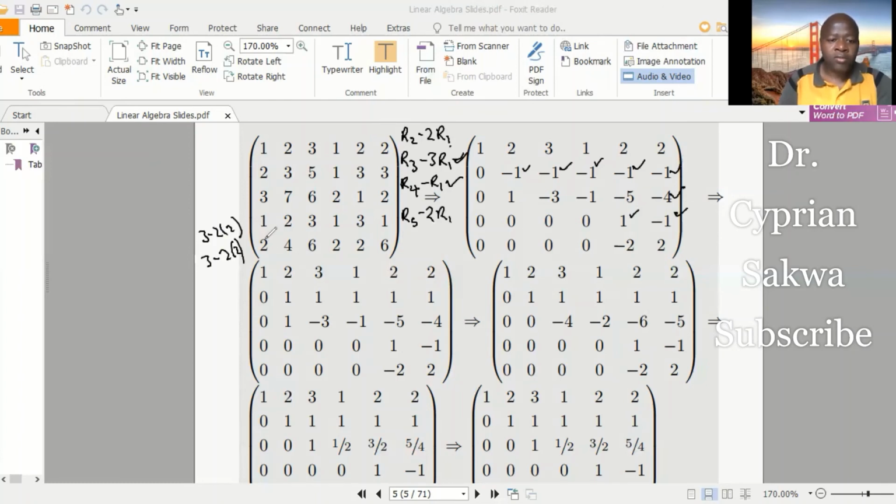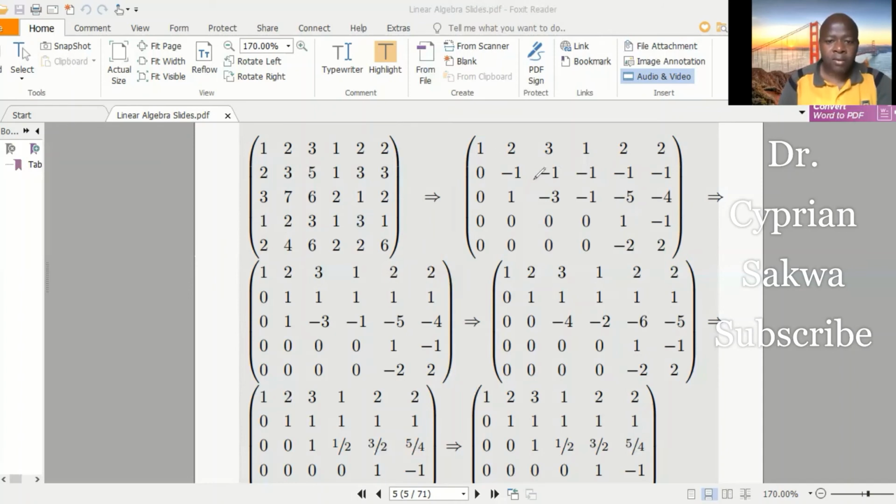Then I go to row 5. Row 5 minus 2 row 1, because I want a 0 in this position. So 2 minus 2 times 1 gives me 0. 4 minus 2 times 2 gives me 0. 6 minus 2 times 3 gives me 0. So I did it for the entire row, and I got -2 in this position and 2 in this other position. Now, I'm done with this column.